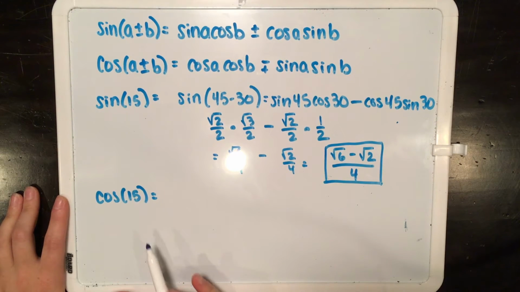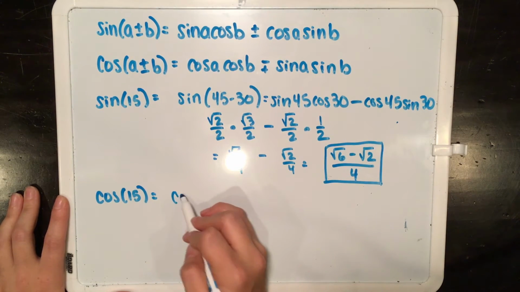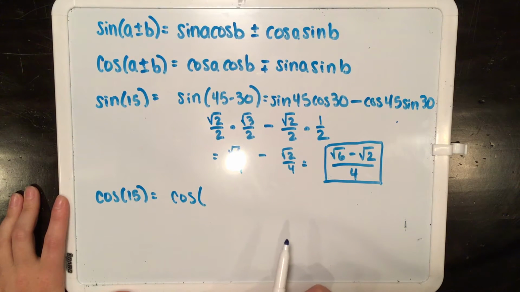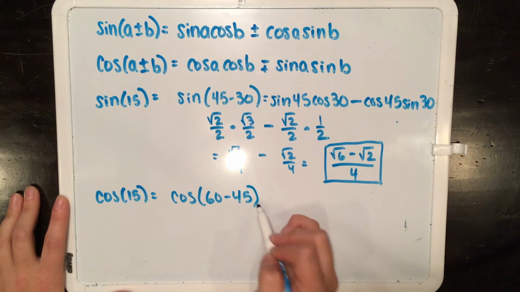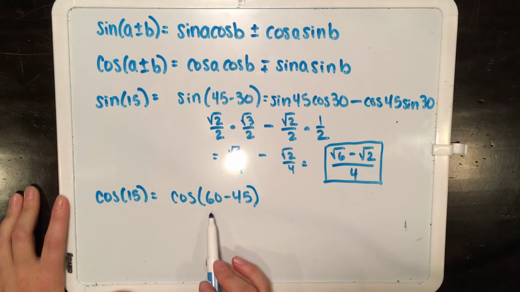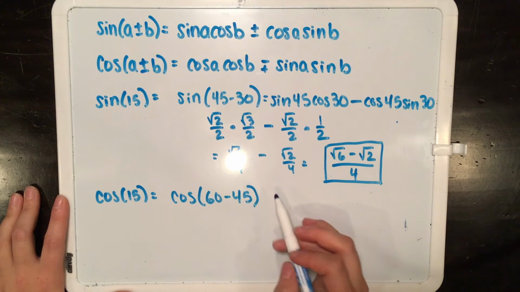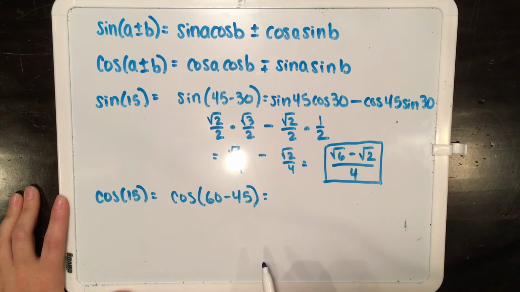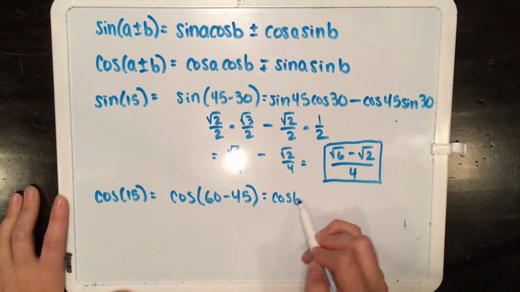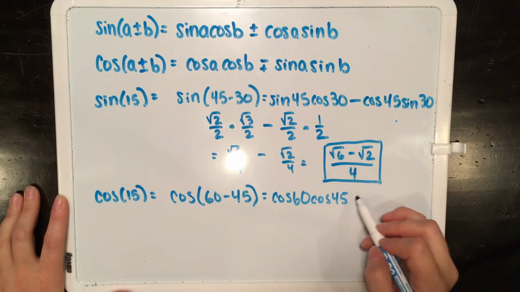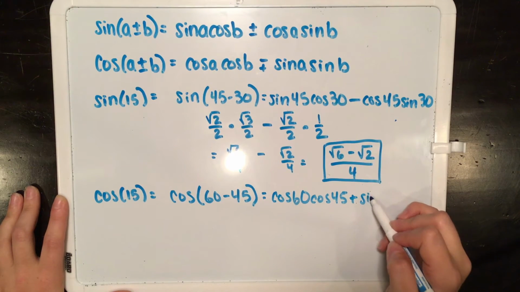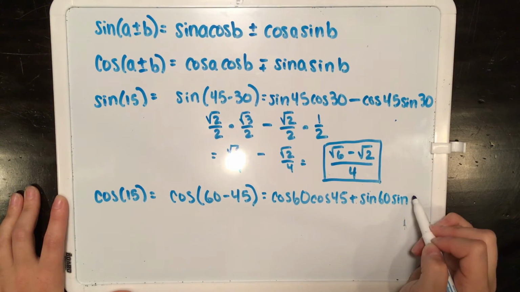Now, when we use cosine of 15, we don't have to break it into 45 minus 30. We could also break it into 60 minus 45. Since we know the values of cosine of 60 and cosine of 45 from our unit circle, we can do this problem the exact same way, just using different values for A and B. So we're going to use the difference formula for cosine. Cosine A, cosine B, opposite sign, so it becomes a plus, sine of A, sine of B.